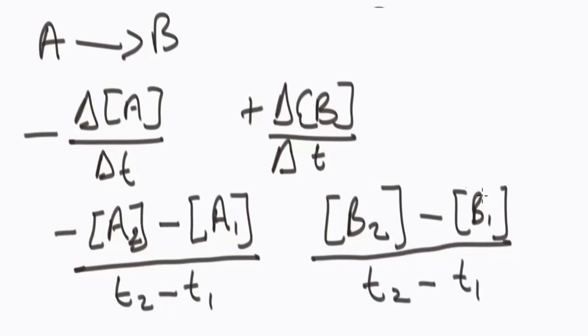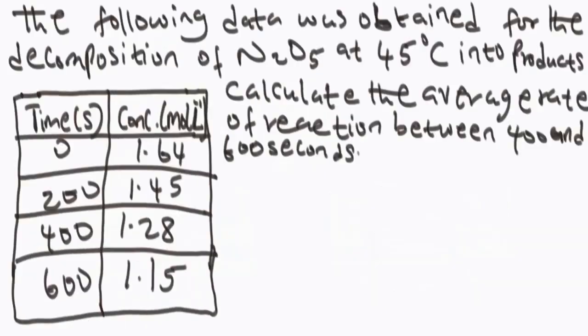Having known these basic formulas for rate of reaction and average rate of reaction respectively, let's look at problems on this now to understand how to apply the formulas to any question asked. So let's wipe this. Let's look at this problem. It says the following data was obtained for the decomposition of dinitrogen pentoxide at 45 degrees centigrade into products. Calculate the average rate of reaction between 400 and 600 seconds. Remember the average rate of reaction is calculated using change in A.